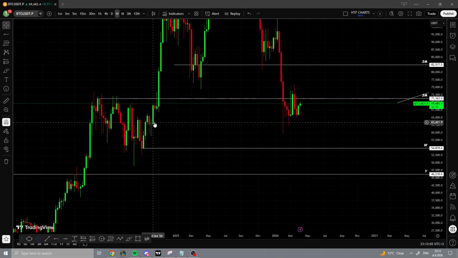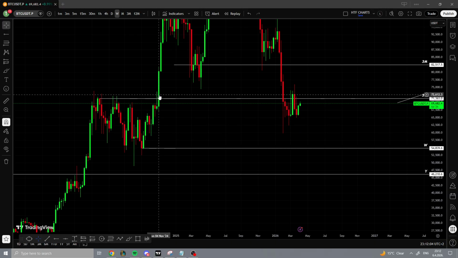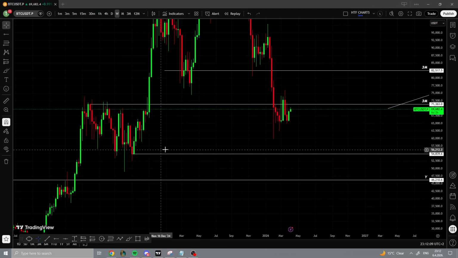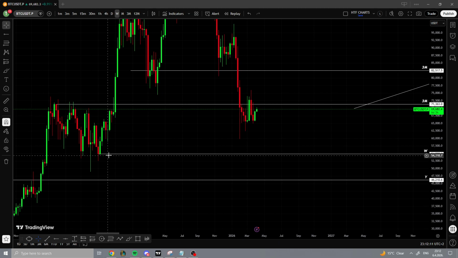This is the only level above daily, other than the ones I just showed you on 3-month, that hasn't been tested. So this is the only level that can give a proper reaction, I guess, that isn't the yearly.